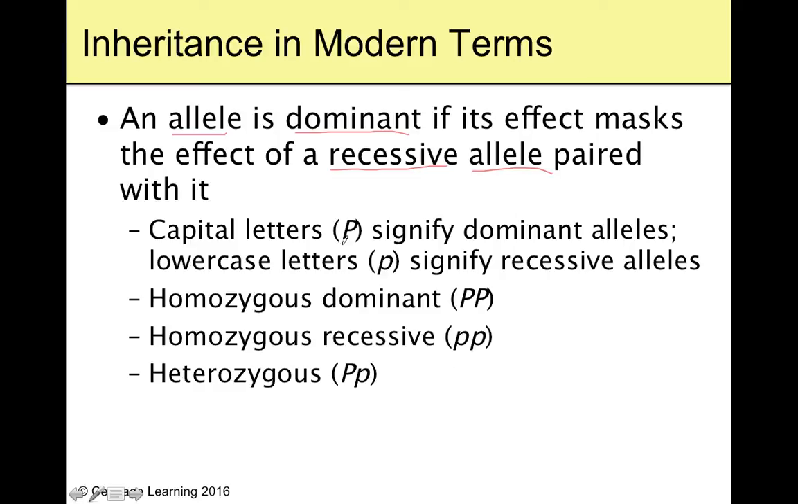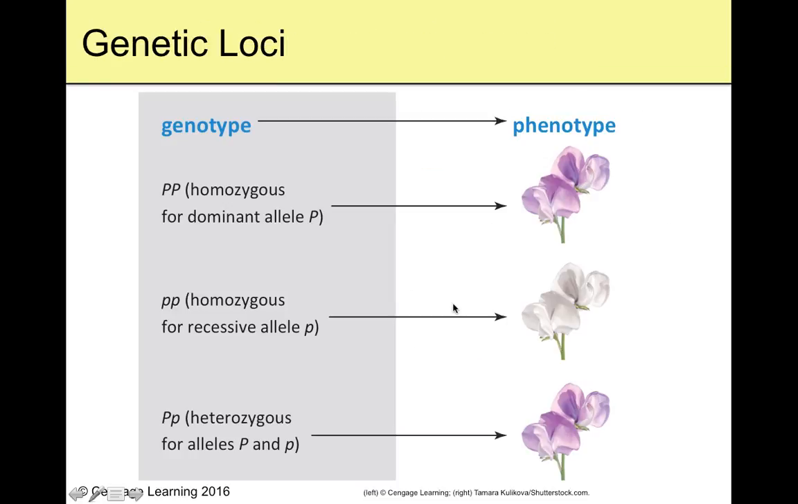We use capital letters to signify dominant alleles, and lowercase letters signify recessive alleles. And so if we were homozygous dominant, it'd be big P, big P. If we're homozygous recessive, little p, little p. And if we're a heterozygote, we are big P, little p. All right, so that's the way you can do this. And we'll do some Punnett squares and check those out.